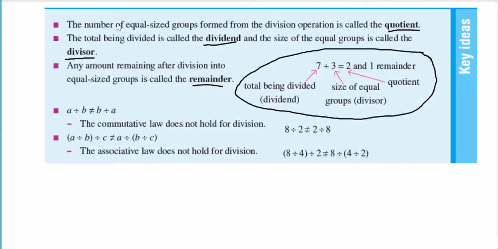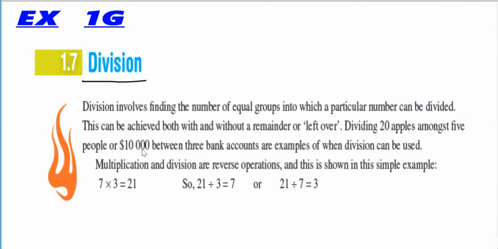Okay, so the number of equal sized groups formed from the division of an operation is called the quotient. So that's basically your answer. Your quotient is the answer part of division. The total being divided is the dividend. So the total being divided, alright, so 7 divided by 3, that's your dividend. Alright, if we look back here at these other examples, the 10,000 is your dividend, or the 20 is your dividend in these examples as well.